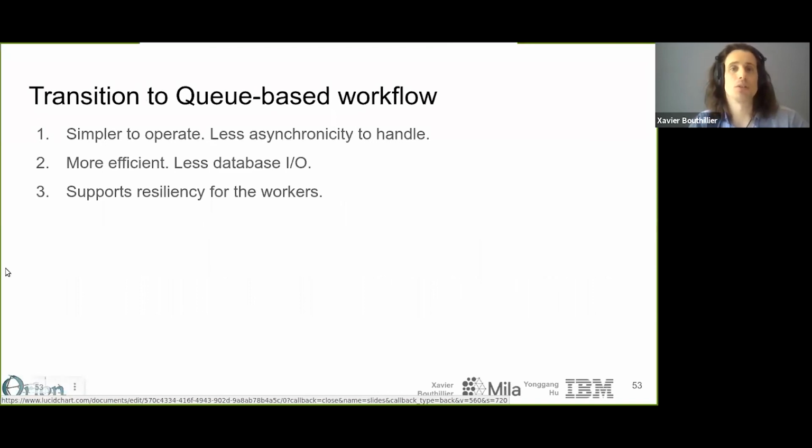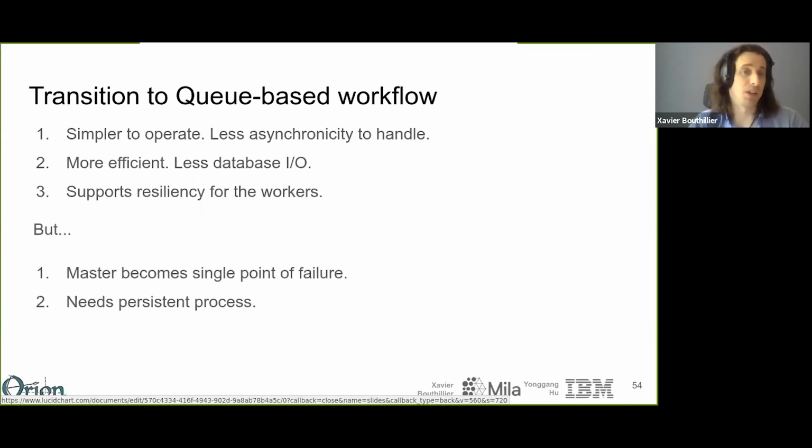So that's why we started to look at Dask, and the integration we made now is just the first step. Now we would like to make a transition to a queue-based workflow so that the state of the algorithm is centralized instead. It will become simpler to operate. There will be less asynchronicity to handle. It will be more efficient. There will be less database I/O, and also thanks to Dask, it will support resiliency for the workers.